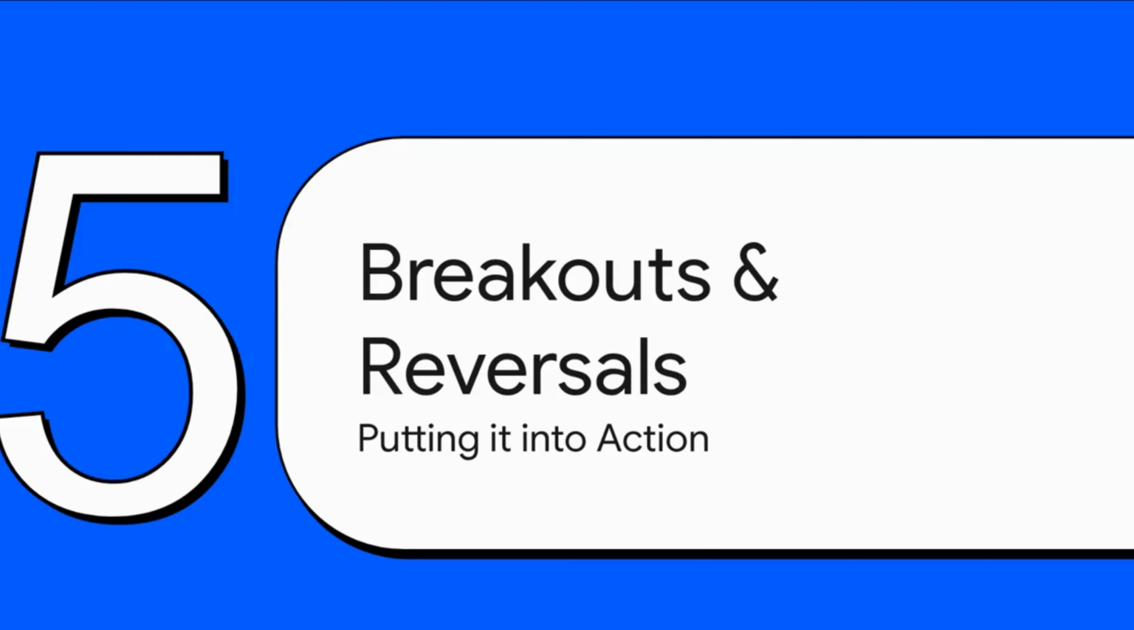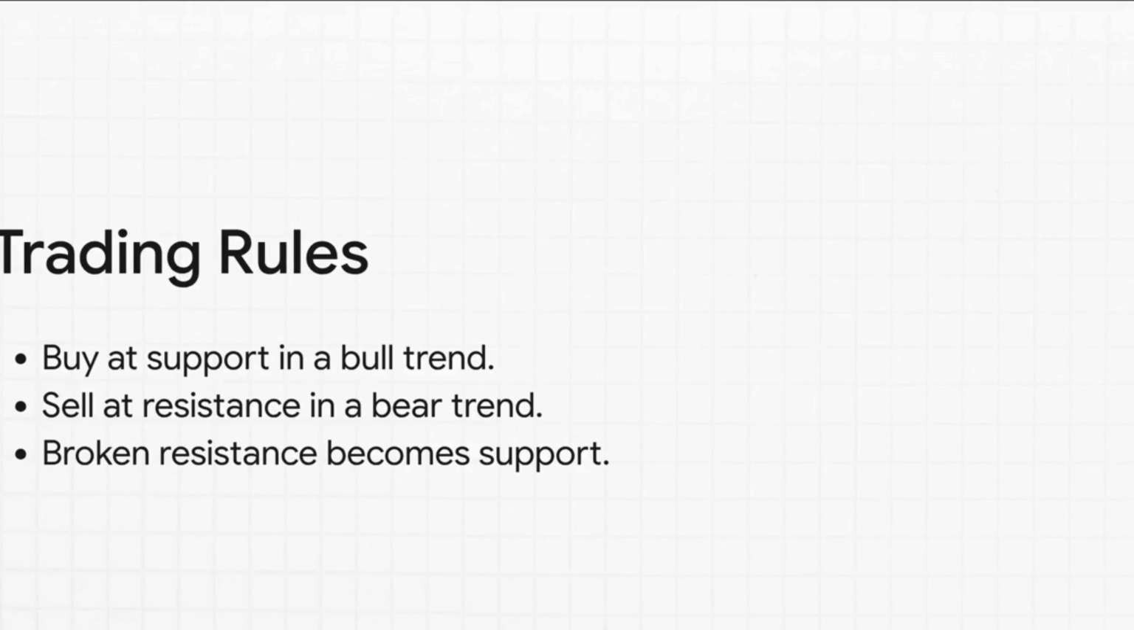And finally, Section 5, trading breakouts and reversals, putting it into action. Let's bring this all together and see how it builds into actionable evidence-backed trading strategies. When you're in a defined trend, use these zones as your ultimate roadmap. In a bullish trend, you want to execute buy orders when the price dips down into your support zone and then use the next resistance ceiling as your target. In a bearish trend, sell when the price rallies up into resistance and target the next support floor.